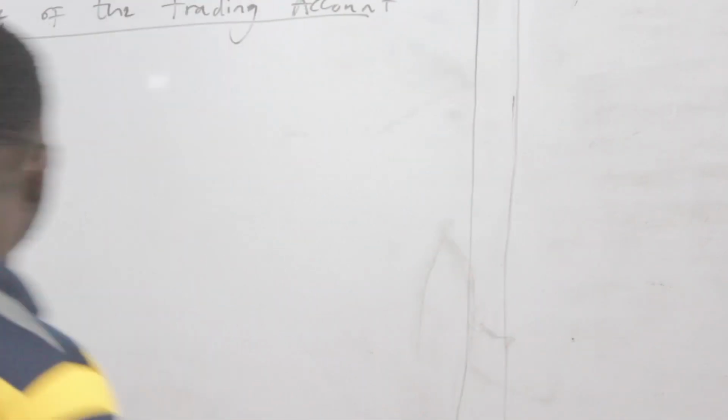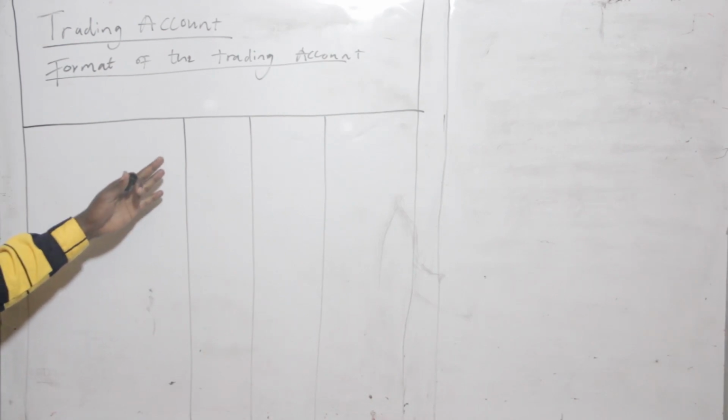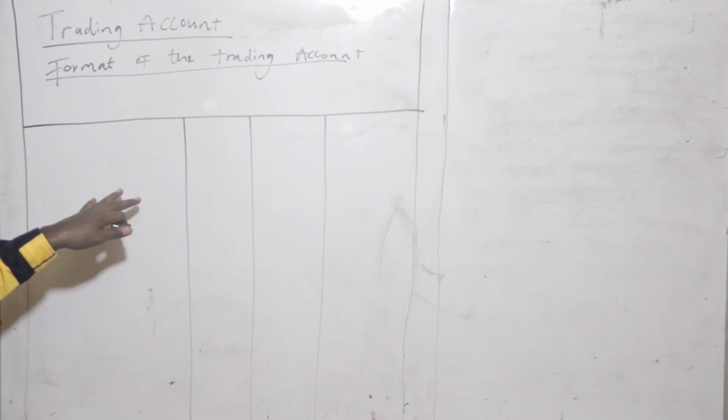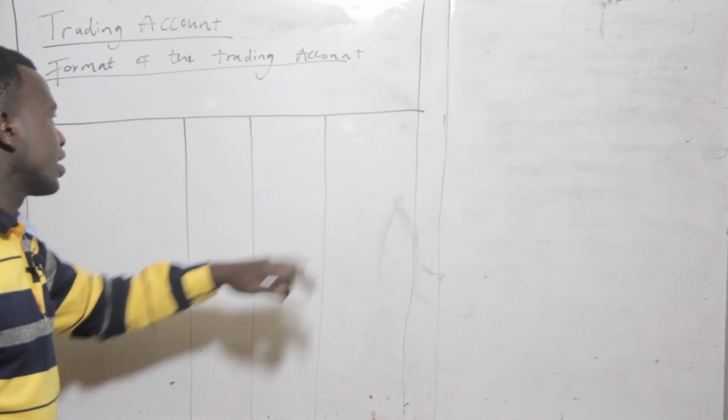So today in accounts, we'll continue looking at the trading account, and we're going to look at the formatting of the trading account. So this is how we can write down the formatting of the trading account. As you can see, we have 4 columns. So we have the first column, the second column, the third column, and the last column.